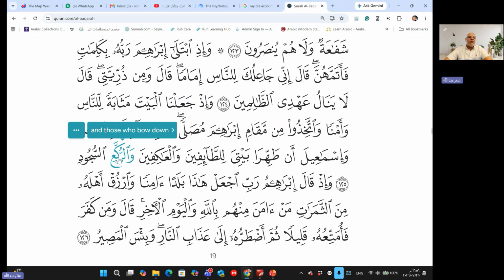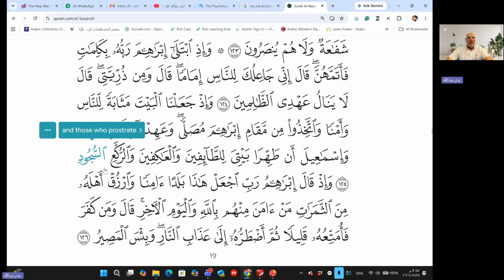Wa ar-rukka'i, and those who bow down. This doesn't end in a waw noon or a ya noon, but we know that this is plural. How do we know that this is plural? First, the translation says those, but also because of this waw. So ta'ifin wa al-akifin wa, it is connecting some people. And then here as-sujud, those who prostrate. And we do not have wa here.